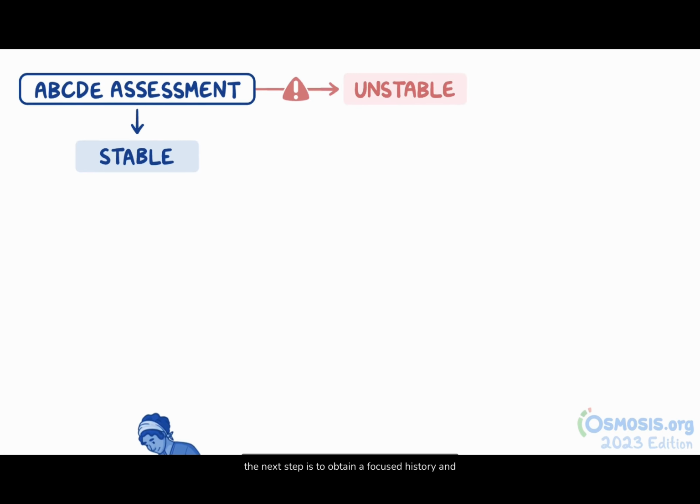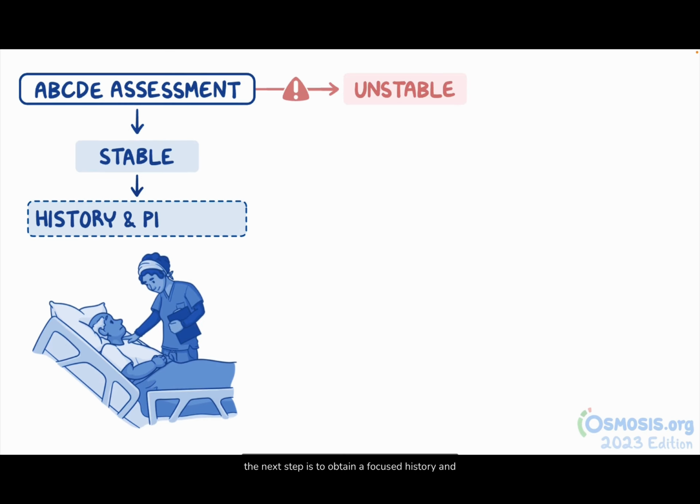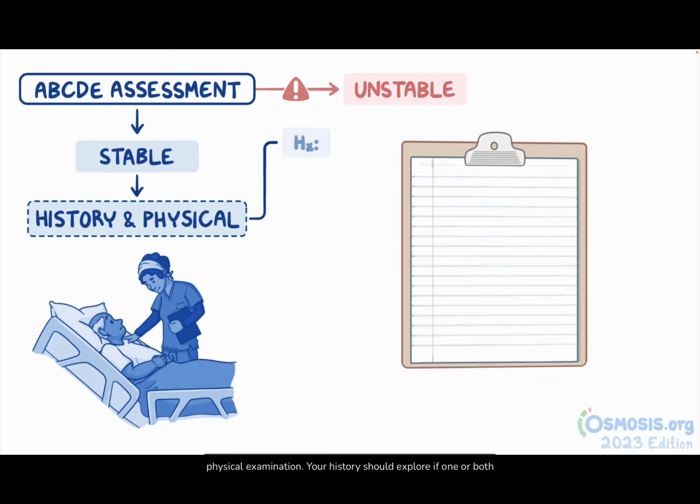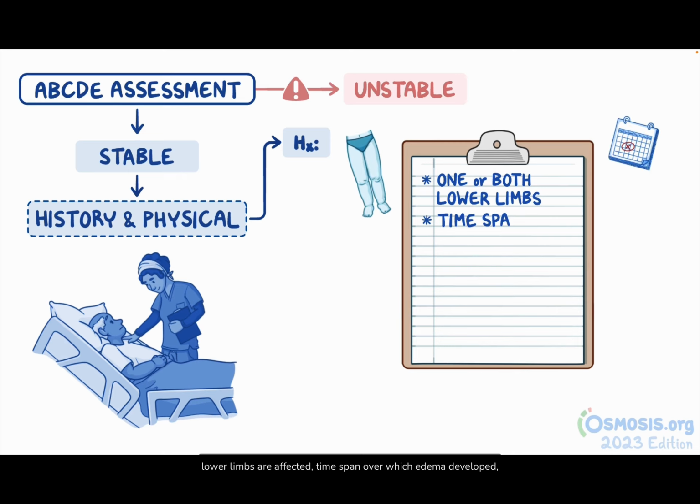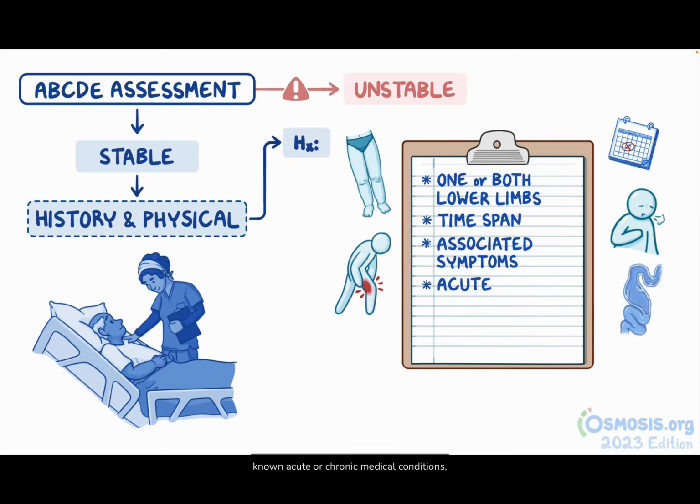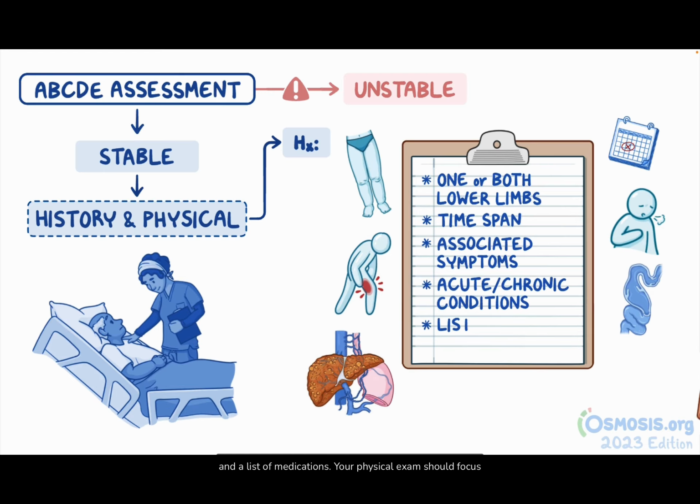On the other hand, if the patient is stable, the next step is to obtain a focused history and physical examination. Your history should explore if one or both lower limbs are affected, time span over which edema developed, associated symptoms such as pain or shortness of breath, known acute or chronic medical conditions, and a list of medications.